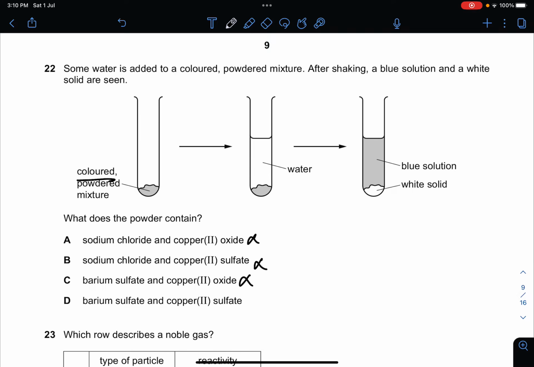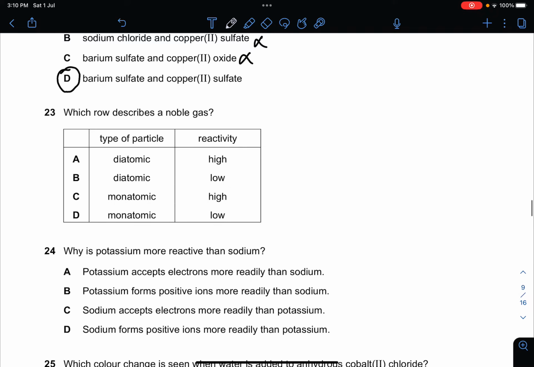Sodium is not a transition metal. The answer is D. Okay, which row describes a noble gas? It's monoatomic and has low reactivity. So the answer is D.